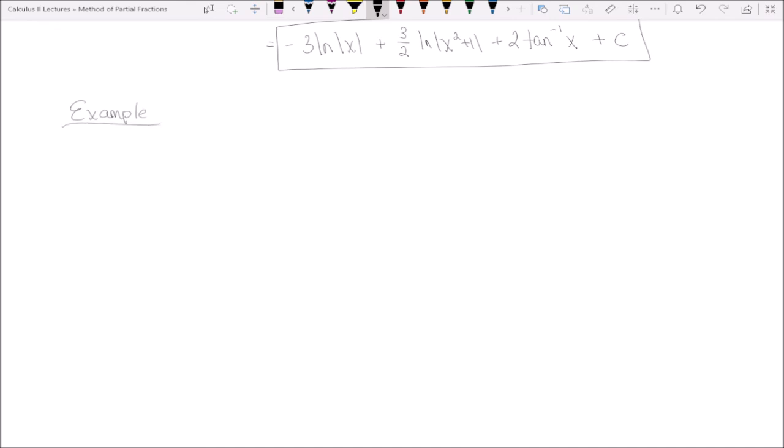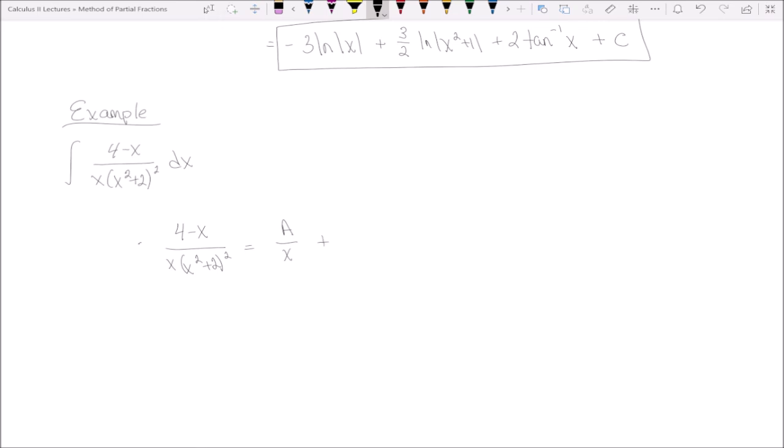And finally, let's consider the antiderivative of (4 - x) over x times (x² + 2)². This is already proper. So we now write out its decomposition. We have a distinct linear factor x, so that's A over x.